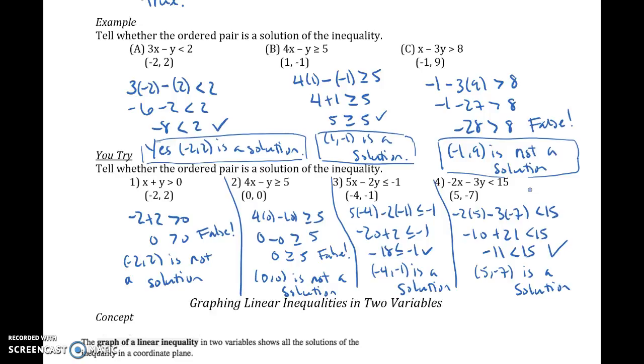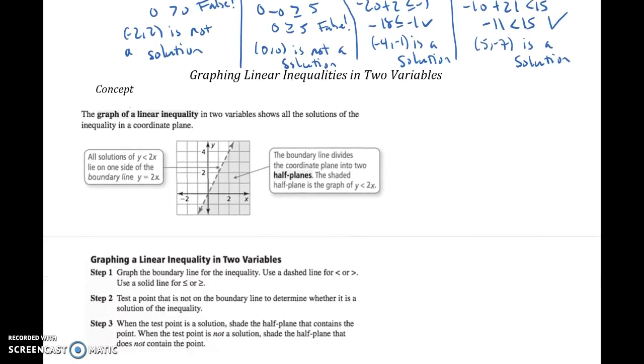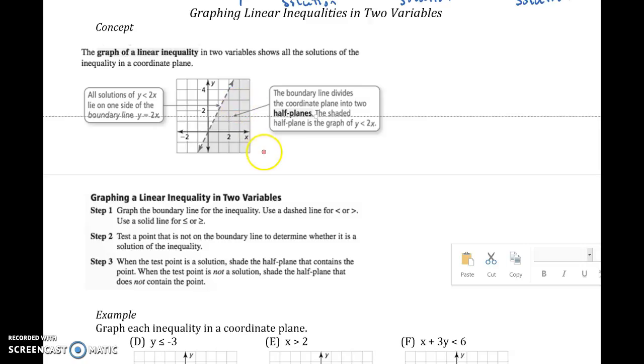Okay? So that's how to check if it's a solution, but how do we know what all the possible solutions are? Because I was telling you it's more than one. Well, let's look at how to graph this thing. So you're going to see that when we graph our linear inequalities, it's going to end up being a shaded region and an unshaded region. And the unshaded region is going to be where no solutions happen, and all the shaded region is going to give you all possible solutions.